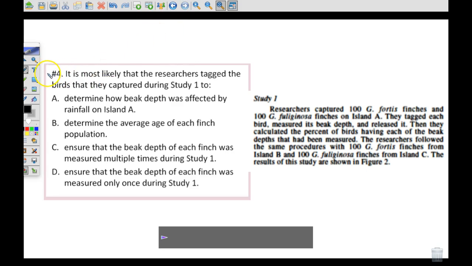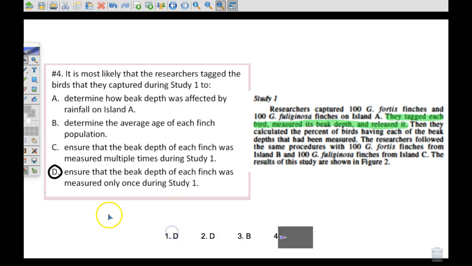Our last question for CPW Science this week asks, it is most likely that the researchers tagged the birds that they captured during Study 1 in order to do what? So in the Study 1 synopsis, it says they tagged each bird, measured its beak depth, and released it. So this implies that they wanted to make sure they didn't take a measurement of a bird they've already done. So in this particular question, the correct answer is D.